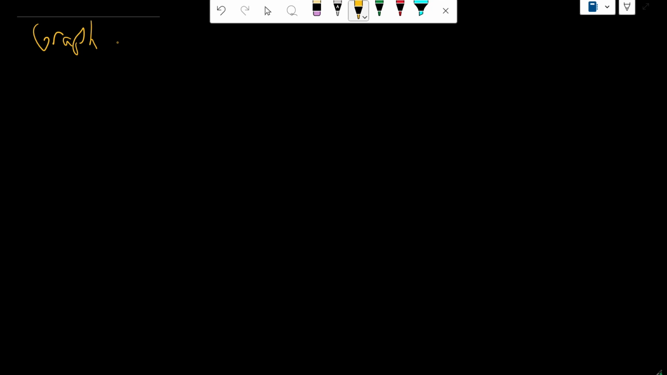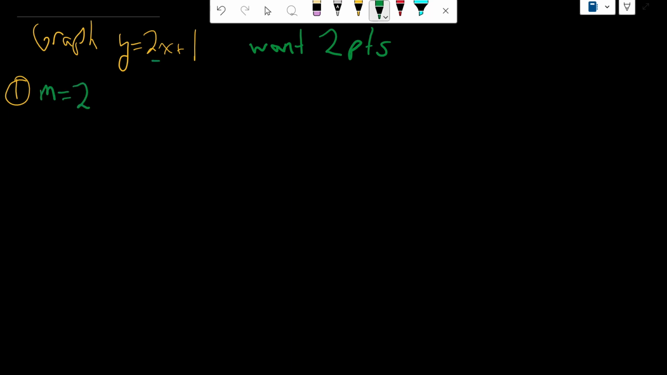So our example, the instructions are graph y equals 2x plus 1. Now to graph a line, we really want 2 points that we can connect to make a line. So let's look at how to do that. Step 1 is going to be identifying our slope and our y-intercept, and then turning our intercept into our first point. Here we see that m equals 2 because 2 is the coefficient of x in our equation. We can also see that b is positive 1.